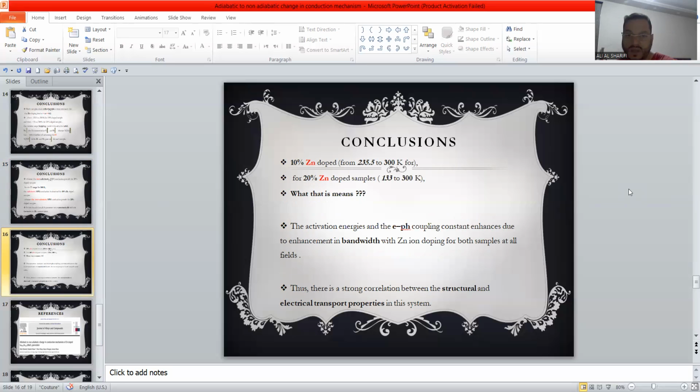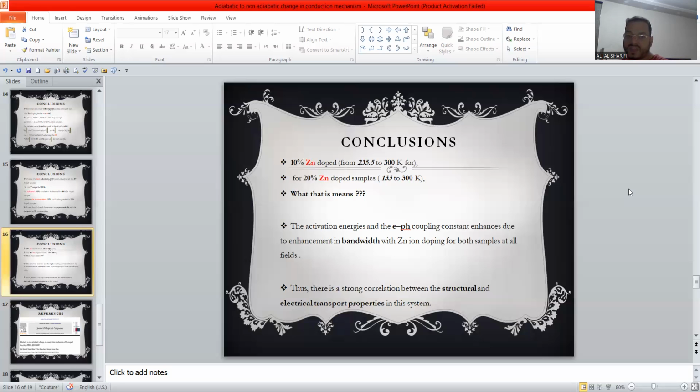100% doped from 235 Kelvin, 0.5 to 3 Kelvin, 300 Kelvin. What does that mean? That means there is some relation between the concentration of zinc and the temperature. When I increase the concentration of zinc, the temperature period will increase because at 100% it started from 235 to 300. But when increasing the concentration of zinc, the situation about temperature here is different. The temperature period is increased, started from 133 to 300.